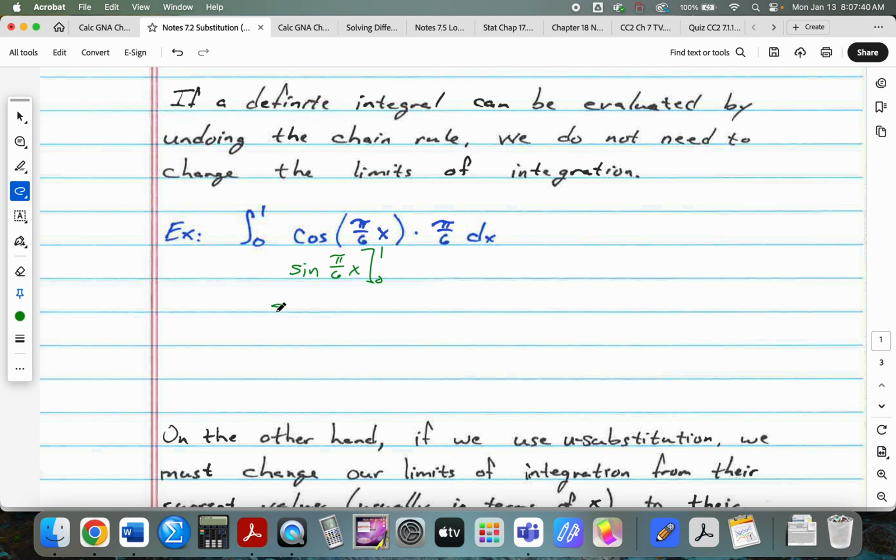So then that's going to be sine of pi over 6 minus sine of 0. The sine of pi over 6 is a half, and the sine of 0 is 0, so this is just a half.